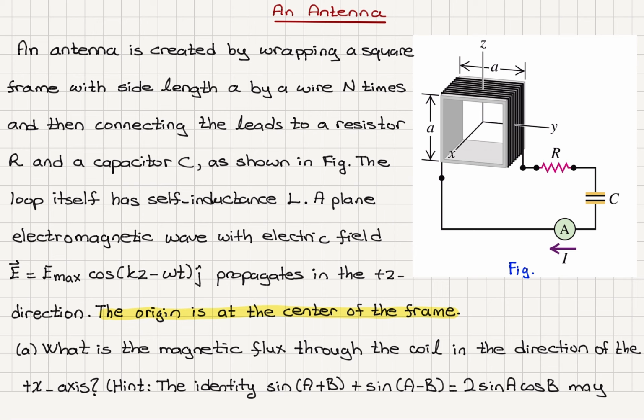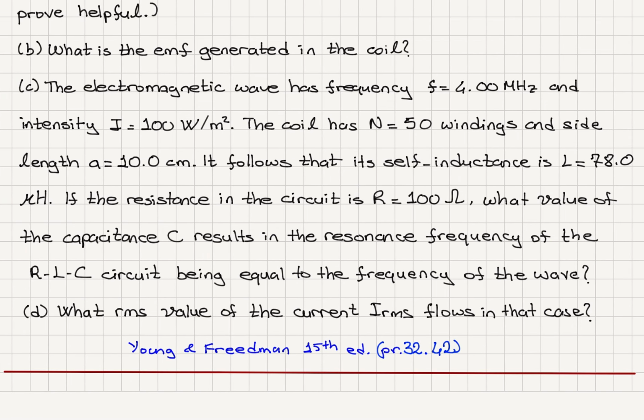Part A. What is the magnetic flux through the coil in the direction of the positive x-axis? Hint, the identity sine(A plus B) plus sine(A minus B) is equal to 2 sine A cosine B may prove helpful.